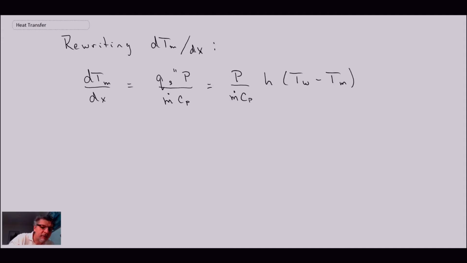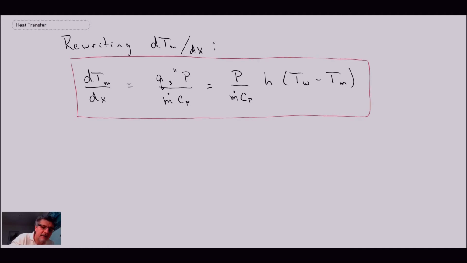So this provides us with a differential equation where we have the slope or the gradient of the bulk temperature with position on the left, and on the right we have an expression that contains the bulk or the mean temperature. And also embedded is the convective heat transfer coefficient. Now, if we're outside of the entry region of the pipe, so we're in the region that we call fully developed flow, the convective heat transfer coefficient in pipe flow does not change with position. So that is a constant outside of the entry region.